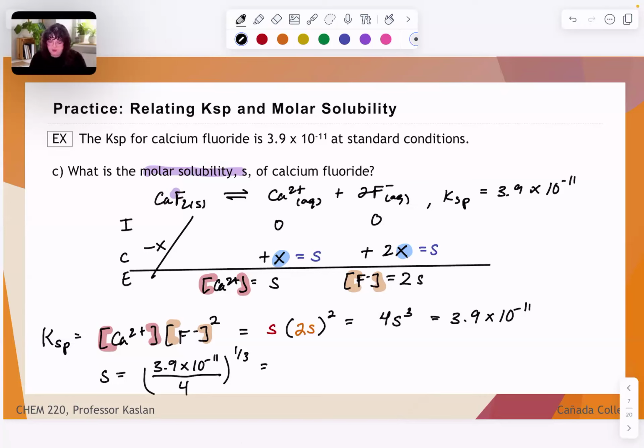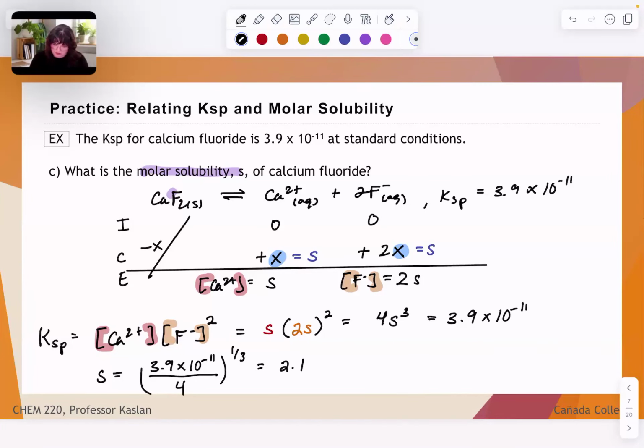So let's see actually what this is. So let's see here, 3.9 times 10 to the negative 11. Divide that by 4 and raise to the 1/3 power. I get 2.136 times 10 to the negative 4. And remember the unit of molar solubility. This tells us the number of moles of calcium fluoride solid that are dissolvable per liter of solution. So this is the molar solubility.